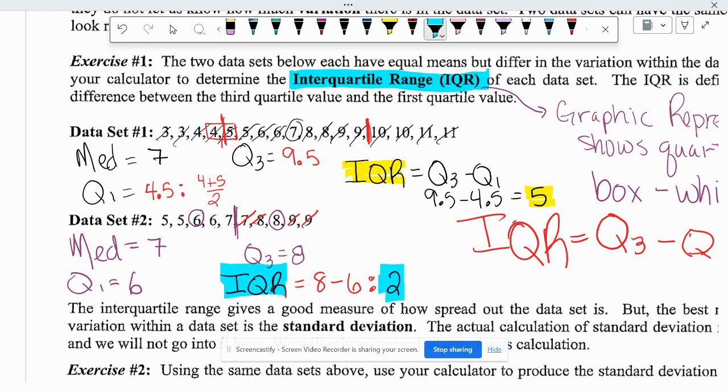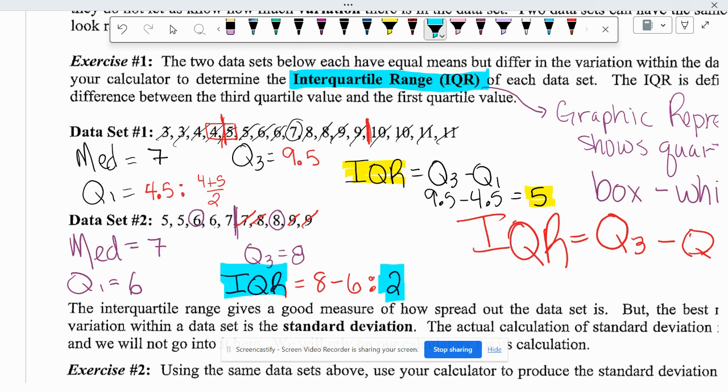So do you think that there's more variability, more of a spread in the first data set or the second data set? And remember that the IQR is representing the box. That's what Q1 and Q3 are. It's the beginning and the end of the box. So if there is more spread in the box, that means that the IQR is bigger.